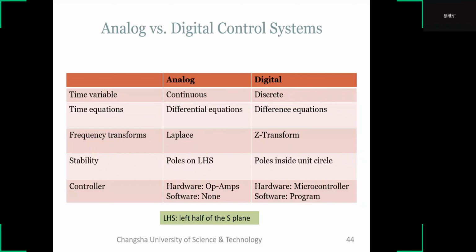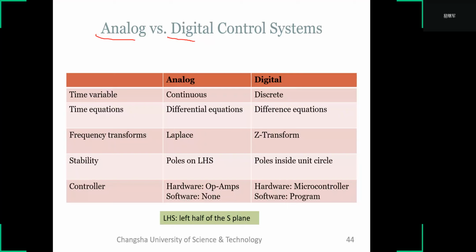Next, I introduce the hardware controller. As we know, control systems are divided into two kinds of control: analog and digital. The different kinds of control models use different kinds of methods.